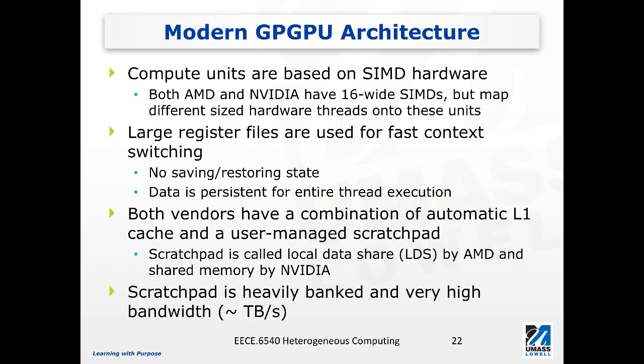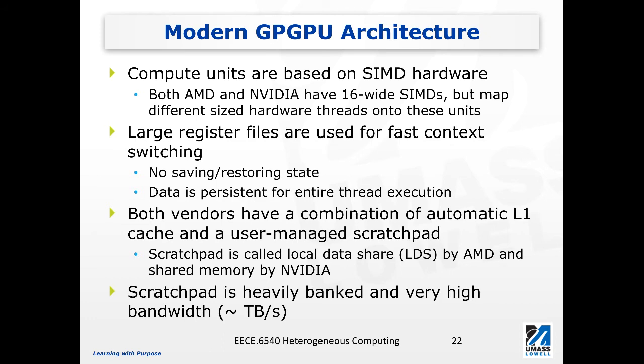Most of the compute units on GPUs are based on SIMD, single instruction multiple data architecture. Both AMD and NVIDIA have 16-byte SIMDs. Also, these SIMD processor cores support hardware threads, but the way to map these threads to the processor units, and the number of threads that can be mapped, can be different from vendor to vendor.